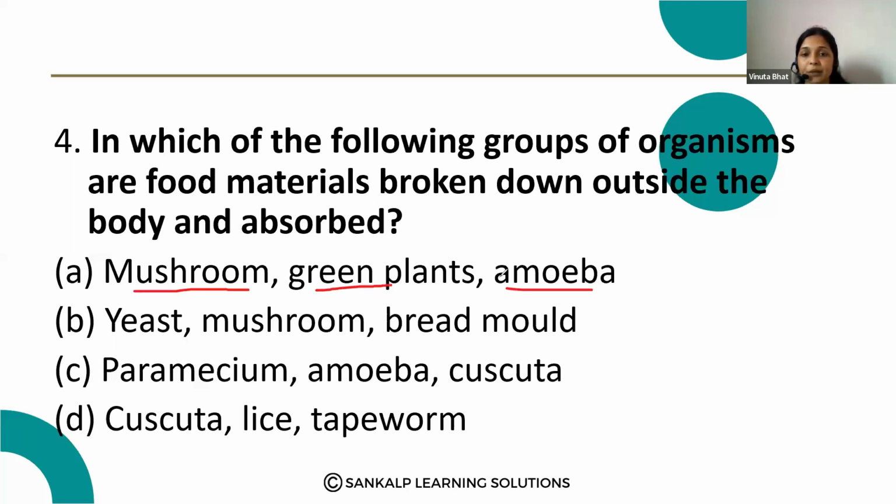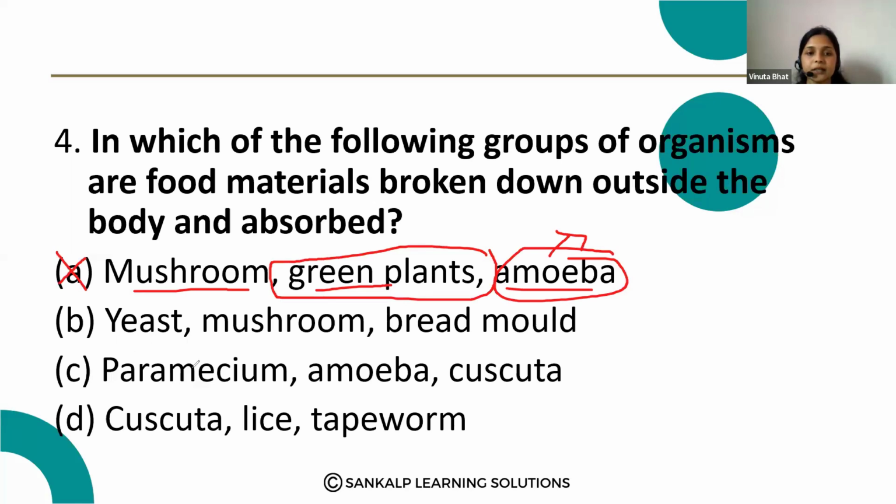Mushroom, green plants, amoeba. Green plants will not break down the food outside the body, and amoeba also will not break down the food outside the body. You know how nutrition takes place in amoeba. So option A is the wrong answer. Here, yeast, mushroom and bread mold: these three belong to the group fungi. In fungi, the breakdown of food material takes place outside the body, and after that they absorb the nutrients. So option B is the correct answer.